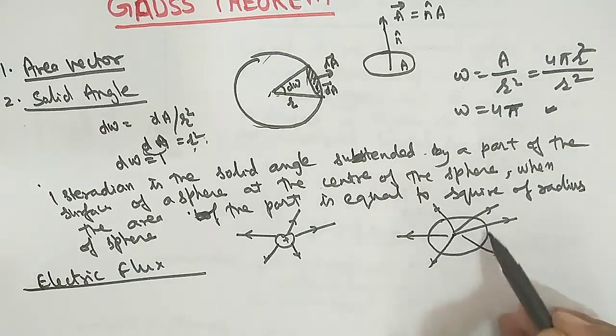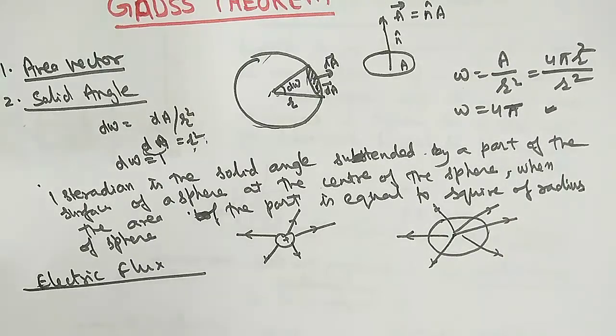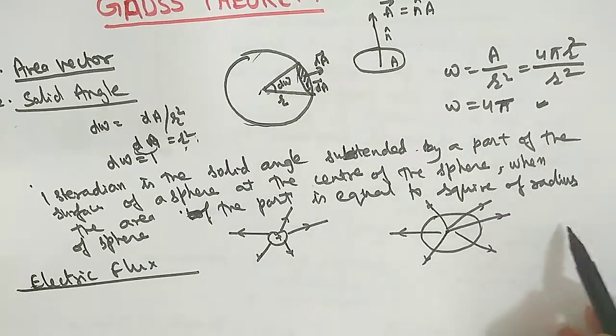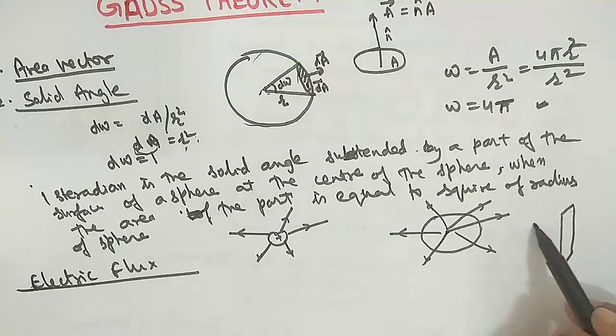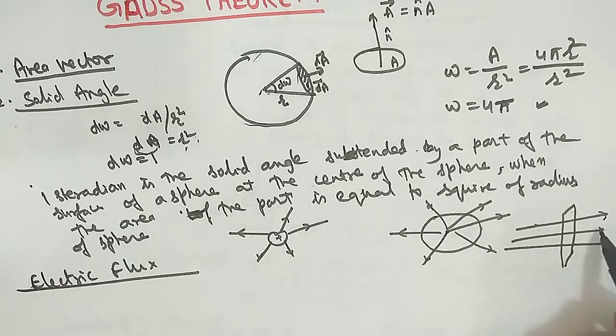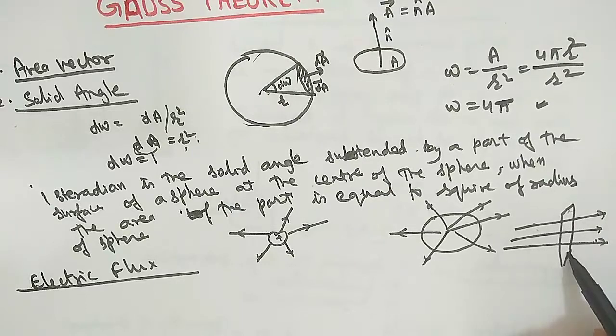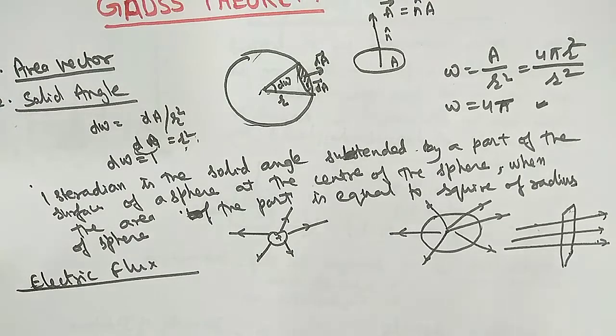So this number of lines passing through a surface is the measurement of the electric flux. See another example. Suppose a perpendicular surface is placed, then lines are passing like this, electric lines of force are passing. So the measurement of the number of lines passing through a surface is the measurement of the electric flux. So electric flux is the measurement of the lines of force passing through a surface.